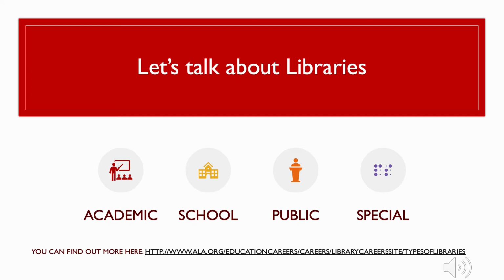Let's talk about libraries. Libraries can be grouped into 4 different types. There are academic, school, public, and special libraries. Academic libraries are those libraries that serve colleges and universities. School libraries are found in the K-12 system. Public libraries are tied to cities, counties, or states. And special libraries, well, that's a catch-all category that includes libraries such as law libraries, medical libraries, religious libraries, and more. Usually special libraries will be tied to a private organization or business. If you want to read more about the different types of libraries, visit the link listed on this slide.